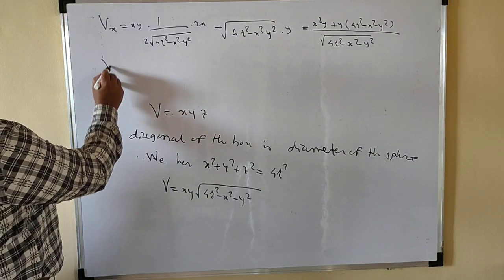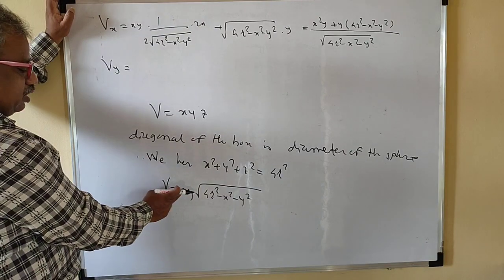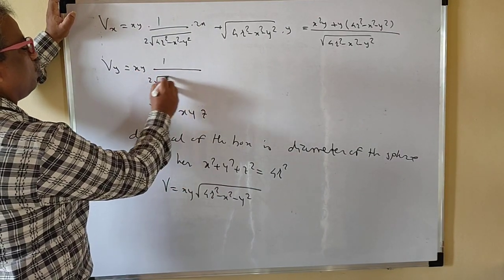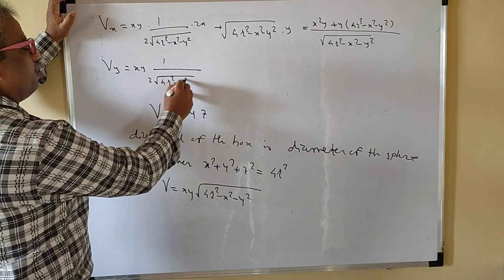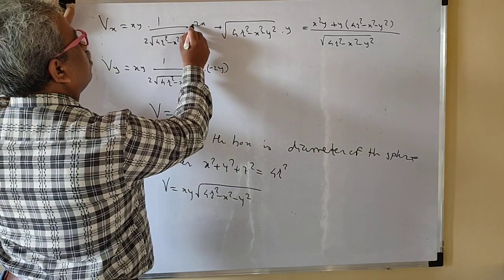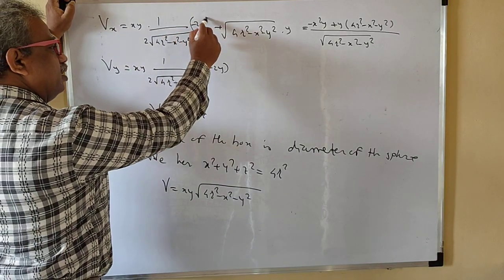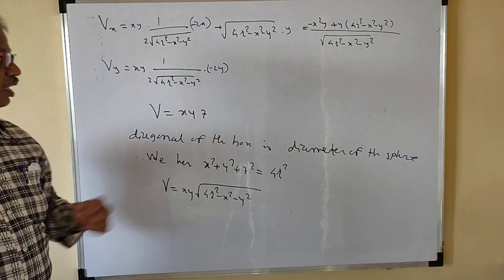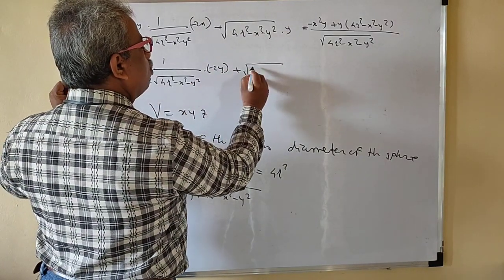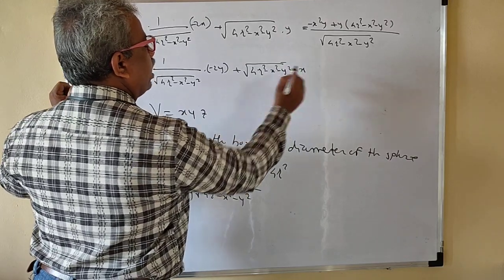Okay, so we'll find Vy now. Again we have to apply the product rule here, because this is xy, that is the function of y. So I take xy as it is, 1 upon 2 root of 4r square minus x square minus y square into minus twice y. Here we get minus. So I write in bracket, this is minus twice y, because the derivative is minus twice y. Okay, so minus twice y plus root of 4r square minus x square minus y square into x now.